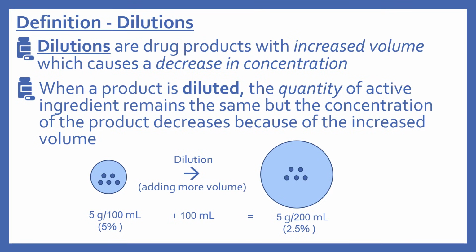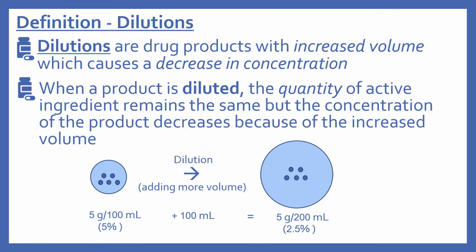So first we'll begin with a definition. What are dilutions? Dilutions are drug products with increased volume, which causes a decrease in concentration. When a product is diluted, the quantity of active ingredient actually remains the same, but the concentration of the product decreases because of the increased volume.